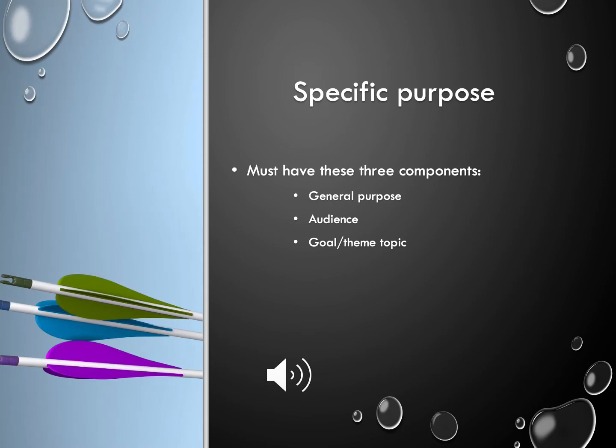Those three different things in a specific purpose include the general purpose, which is either to inform or persuade in this class, so you only have one of those. Your audience, and your target audience is the class, or maybe if you're going to be presenting this at work or another place, you want to consider those individuals as your audience. And then the last is the thing that you've been working on so hard, and that's your narrowed down goal or theme, that topic. So that's it. That's really all you have to do for a specific purpose. I will inform the class about this thing. So that will describe a specific purpose as required for this class.